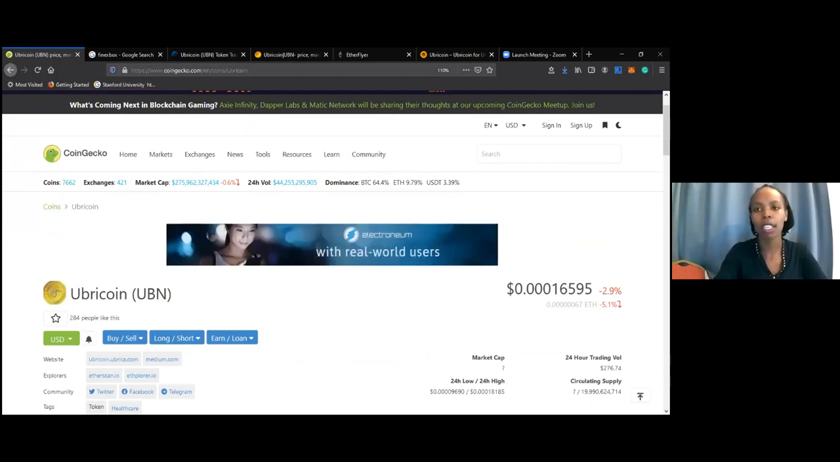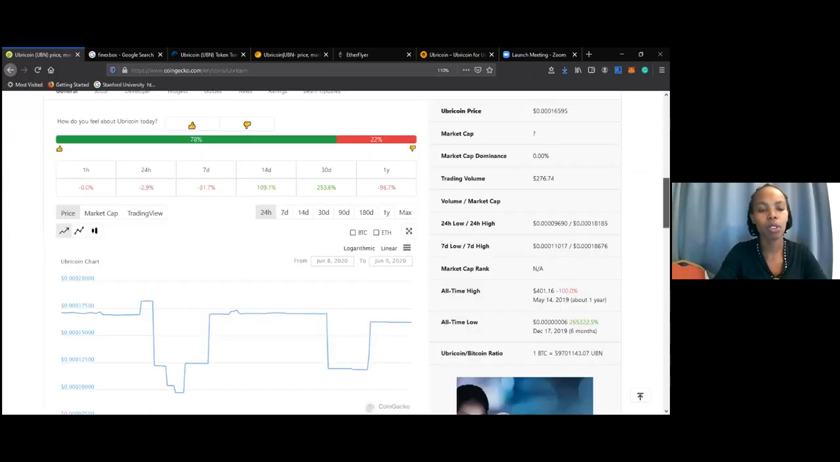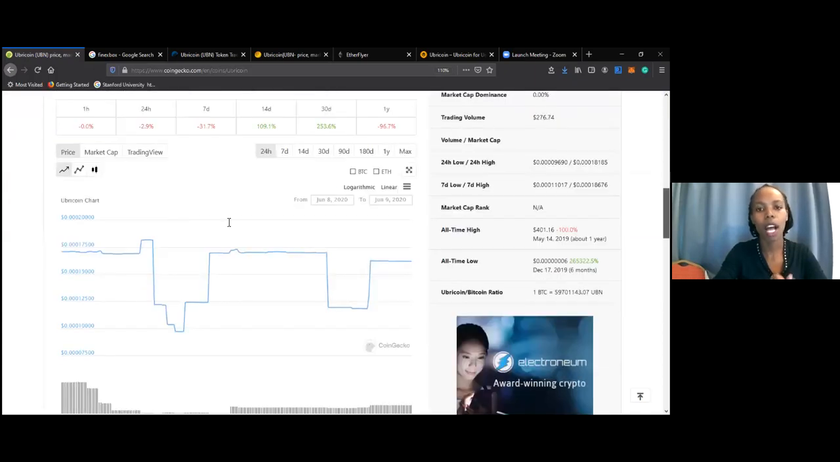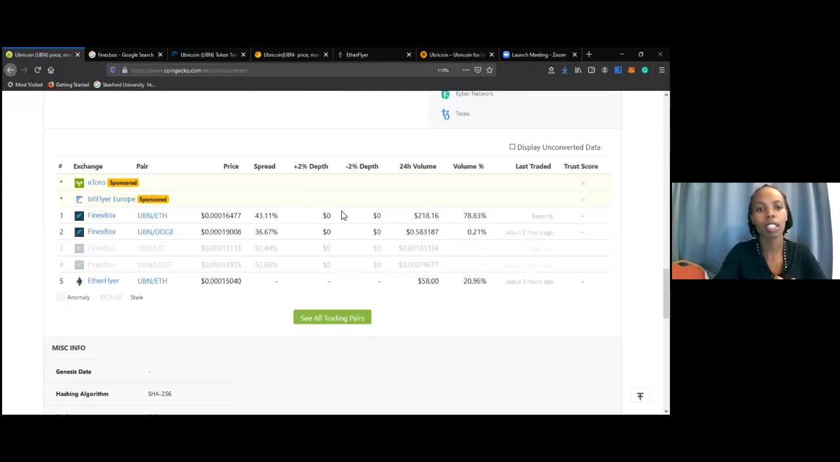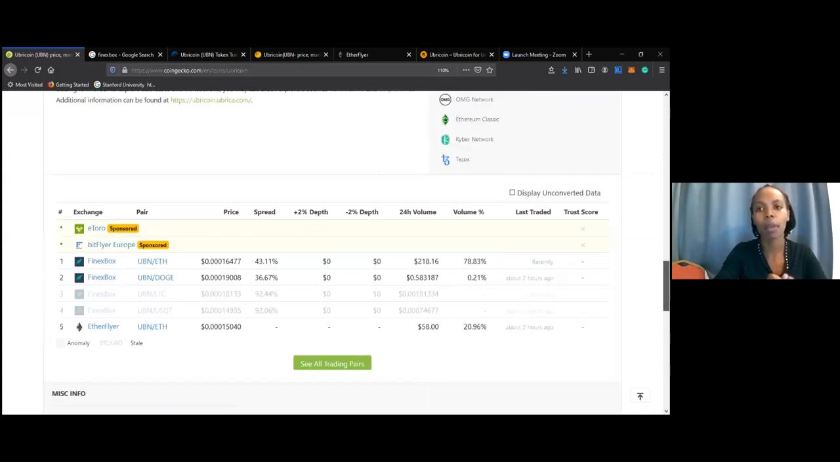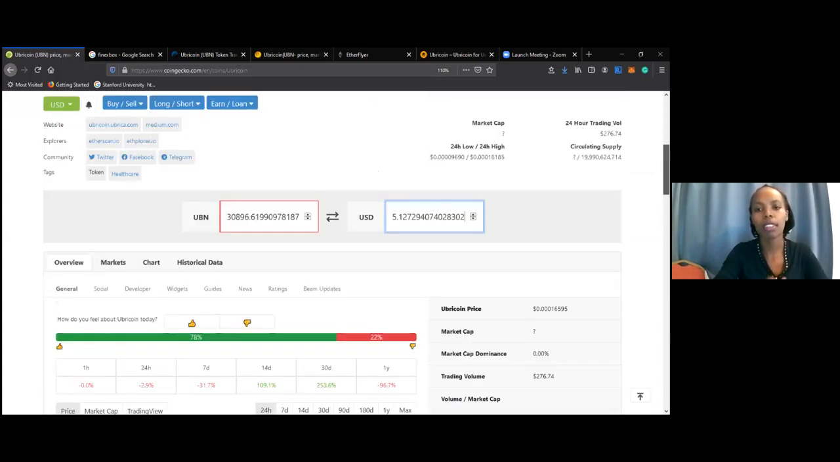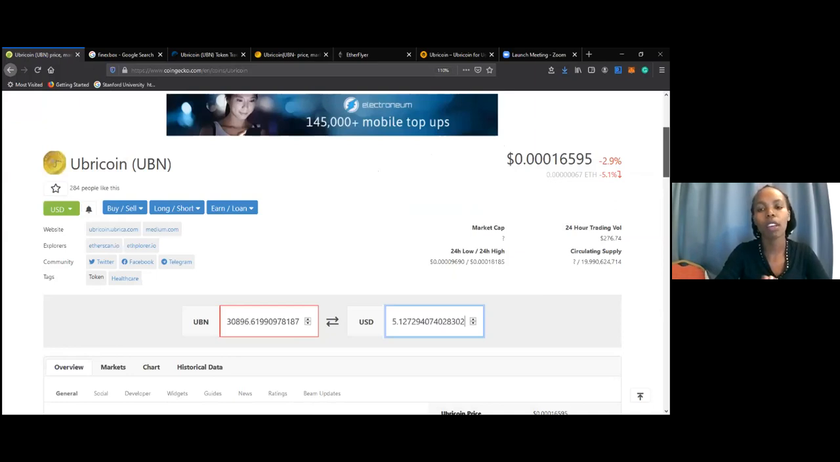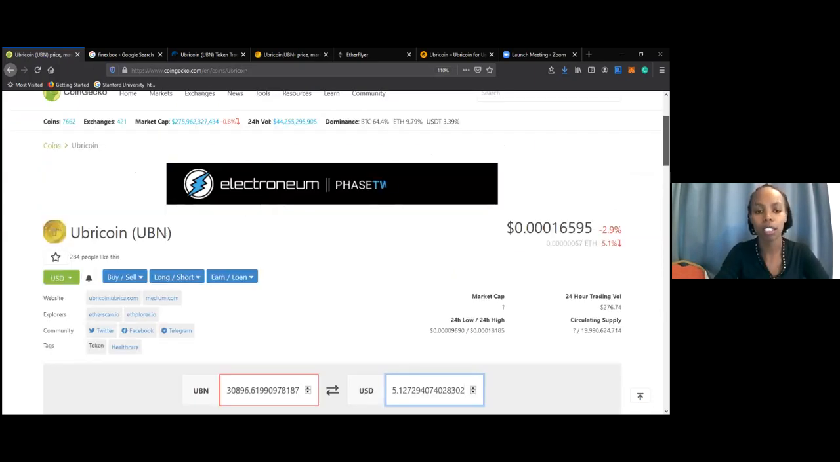And this price, most of the time, they take it from the most active market. And you can see from here that we have Finexbox UBN ETH as the most active market, and that is the price that they usually take from, or that is the price that they usually indicate up here. So the price that is indicated in CoinGecko is from the most active market.